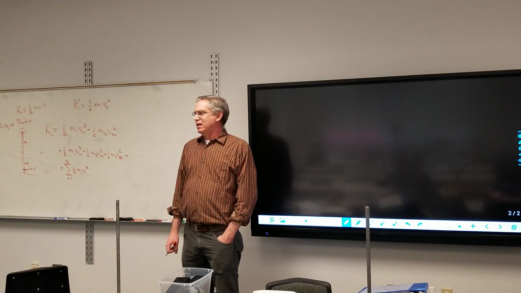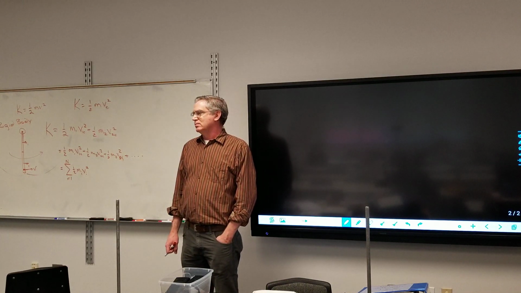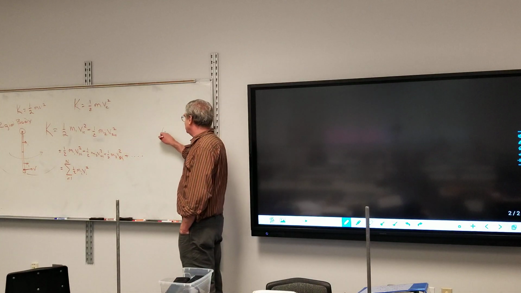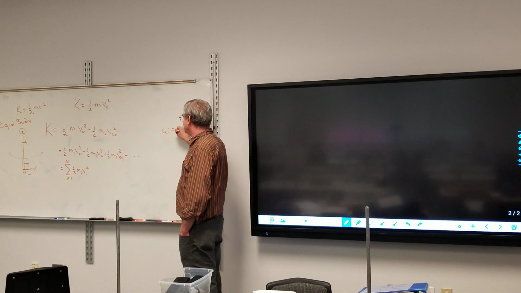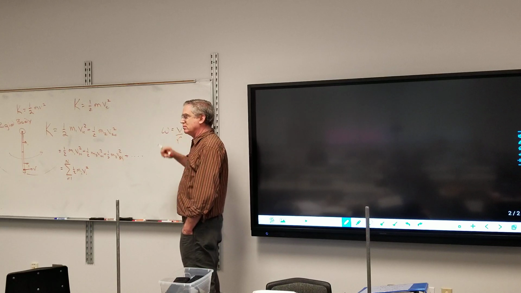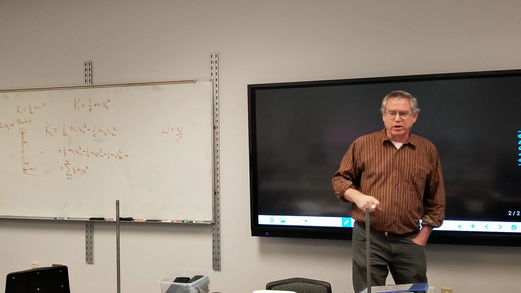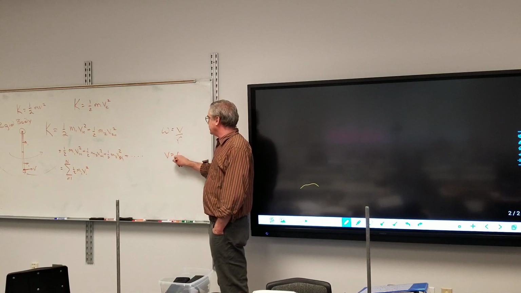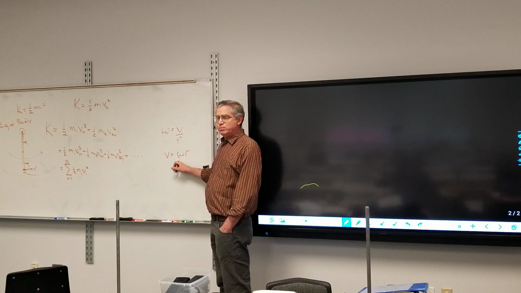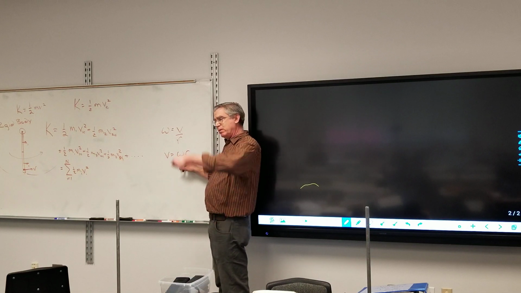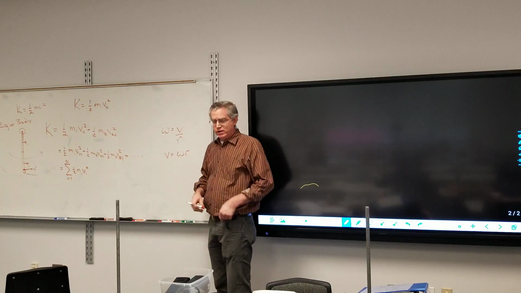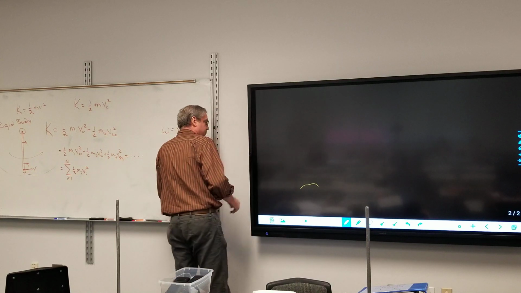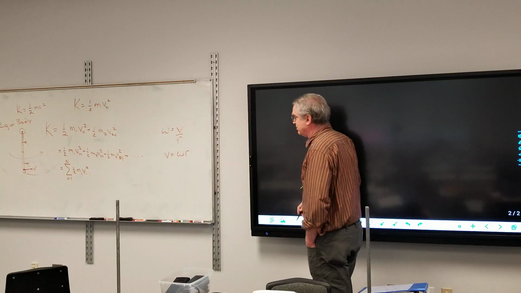Angular speed equals velocity over R. Speed over R. All right, so we have this relationship right here. You remembered it from the centripetal motion? Yes. Or V equals omega R. So whatever the angular speed is, you multiply times the distance from the pivot point, and you get the linear speed.